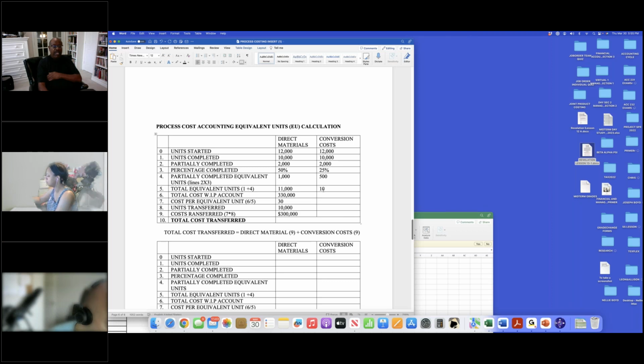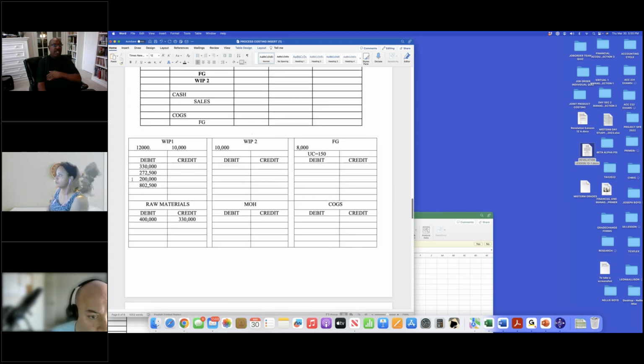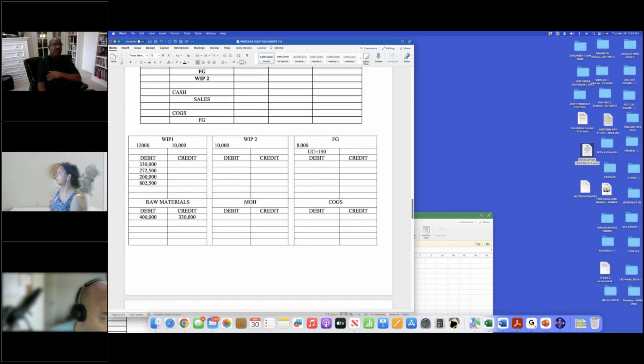10,500. Now we need the total of the conversion cost. That is the labor and the overhead. These two costs. How much is it? Total cost of working 330, right? Oh no, labor. These next two numbers.